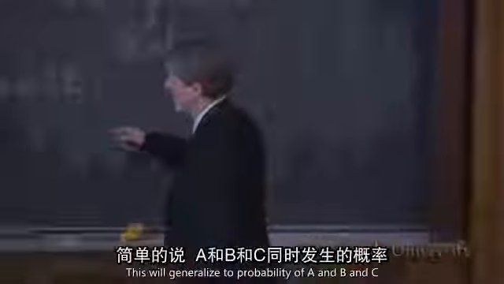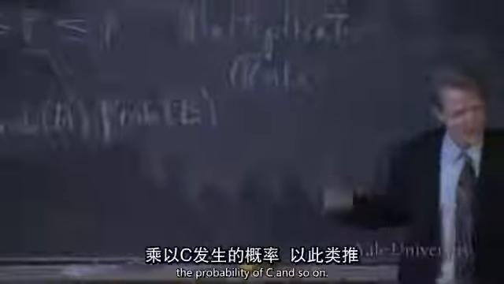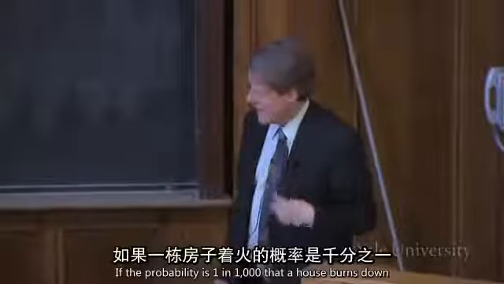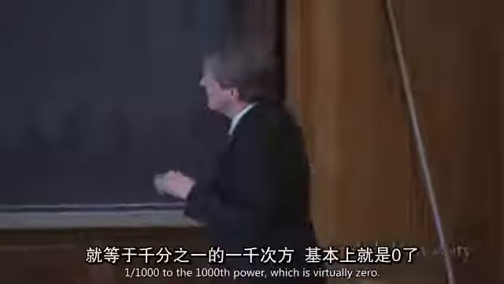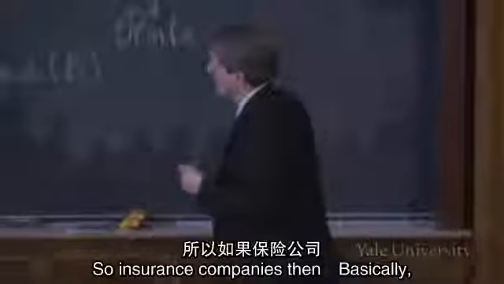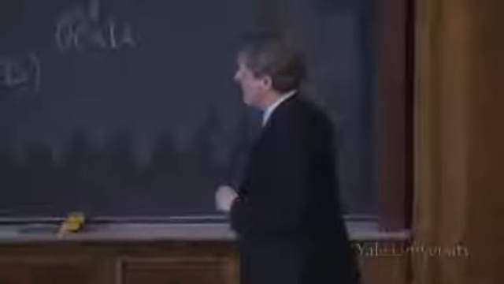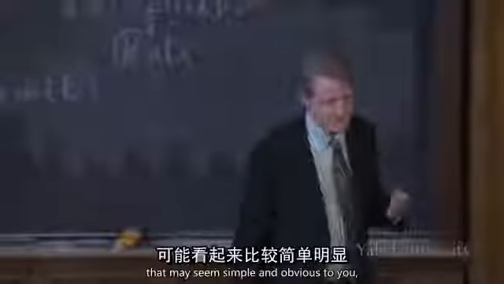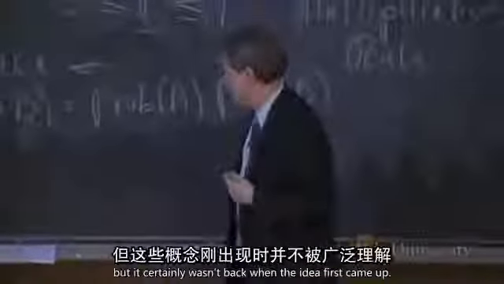This will generalize to the probability of A and B and C is the probability of A times the probability of B times the probability of C, and so on. So if the probability is 1 in 1,000 that a house burns down, and there are 1,000 houses, the probability that they all burn down is 1/1000th to the 1,000th power, which is virtually 0. And so insurance companies, if they write a lot of policies, have virtually no risk. That is the fundamental idea, which may seem simple and obvious to you, but it certainly wasn't back when the idea first came up.